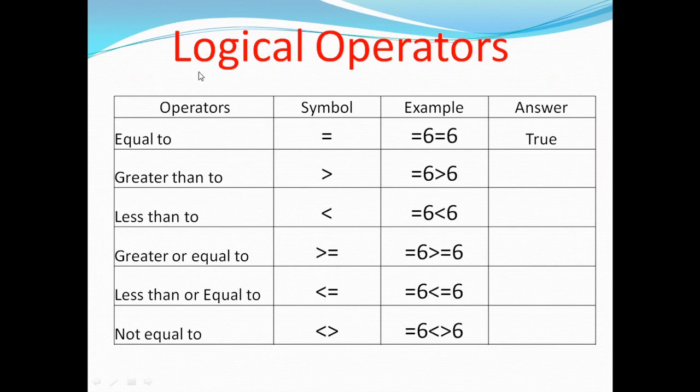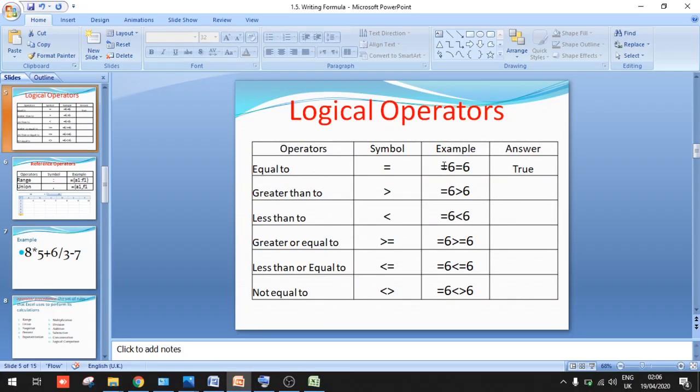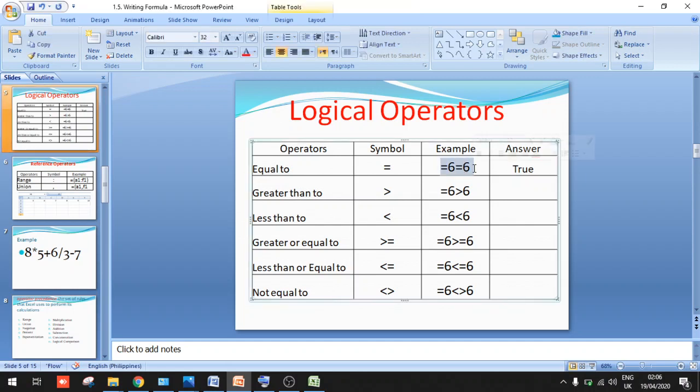Next are logical operators. These are the symbols: equal to, greater than, less than, greater than or equal to, less than or equal to, or not equal to. So what is this logical operator? If you see this, is 6 equal to 6? What is the answer? True. I will show you in Excel just now how I get this answer. Simply, this is a logical operator, so there is some logic we have to use.